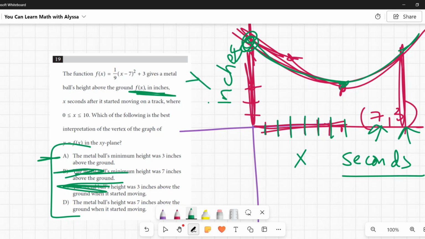You know, I don't know. If I did the value of 0, I could find out how many inches it was above the ground at 0 seconds. I don't think it was 7 inches, but I would have to do that math to be sure. But it doesn't matter because it's not asking about what happened when it started moving. It's asking about the vertex, which is 7 seconds later. So both of these that are talking about things when it started moving, no. A is absolutely our answer. It was 3 inches above the ground at its minimum.